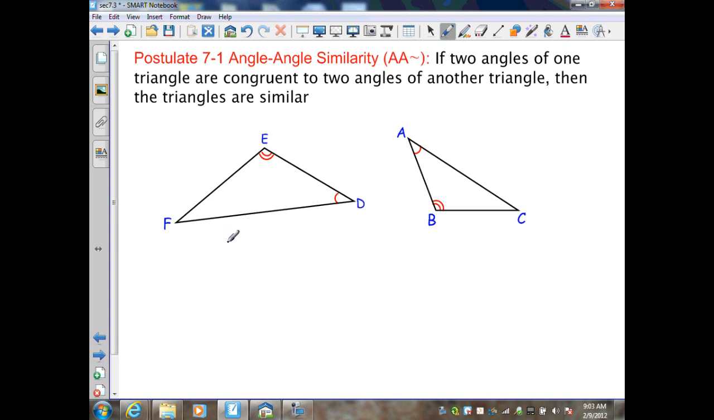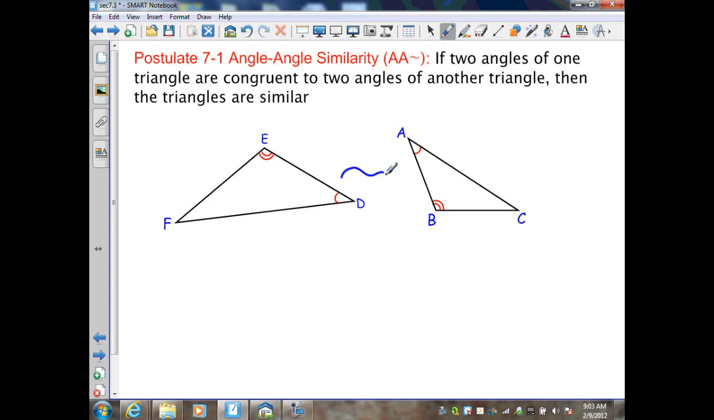Here, I'm given that angle E is congruent to angle B. I know that angle D is congruent to angle A. I also know that if two angles of one triangle are congruent to two angles of another triangle, the third angles are congruent. Therefore, all I need is the AA similarity postulate to prove that these two triangles are similar.